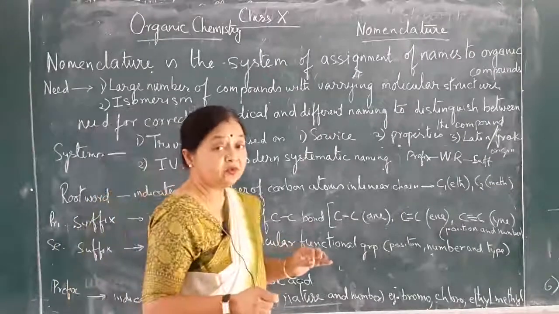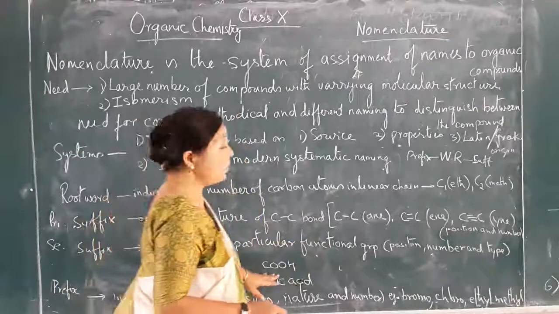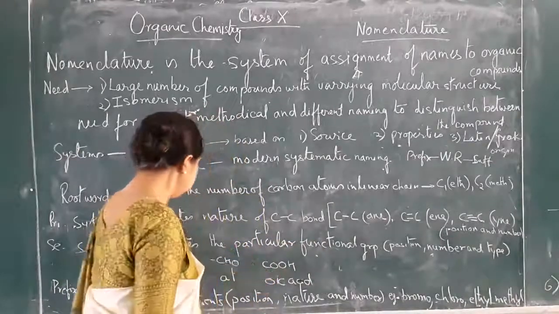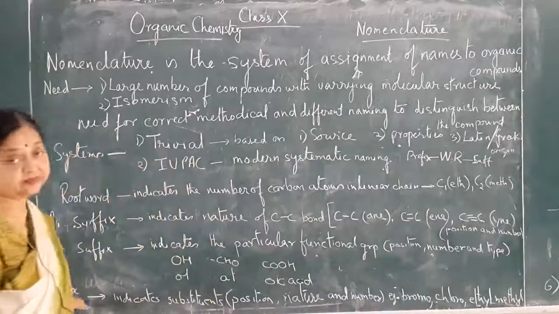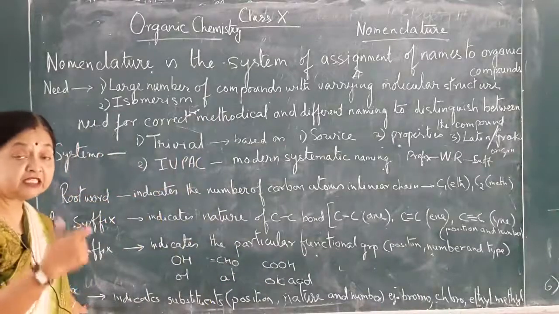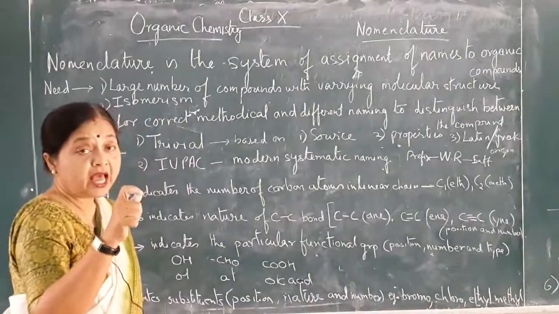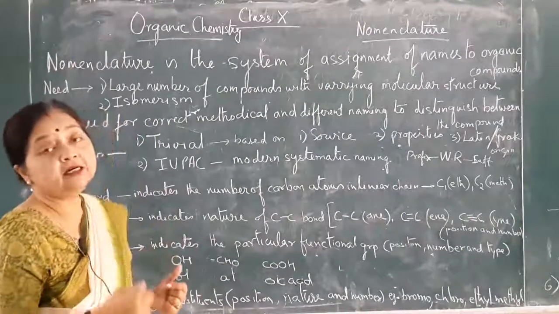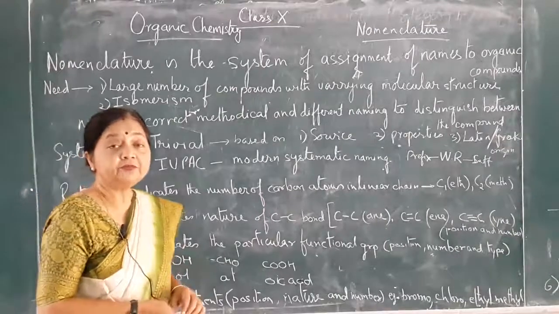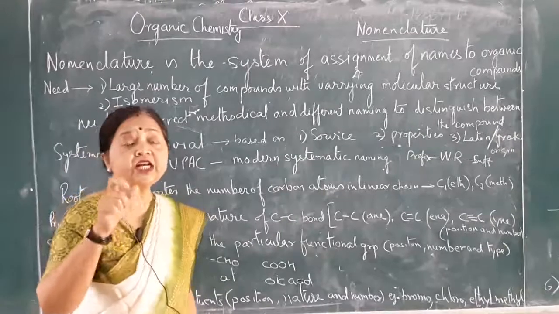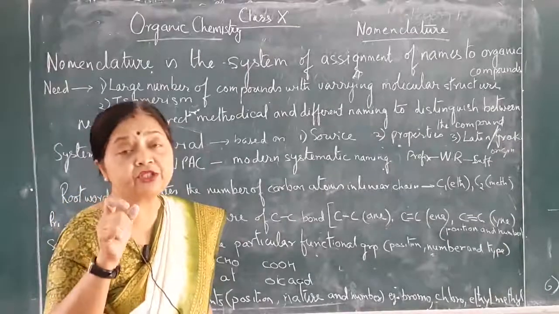Now E is removed and then the al is added. Or oic acid, COOH, this is for the carboxylic acid, oic acid. Now the next part is the prefix. The first thing that we name is the root word, and the prefix comes before the root word, and the prefix indicates the position, number and name of the substituent that is present.